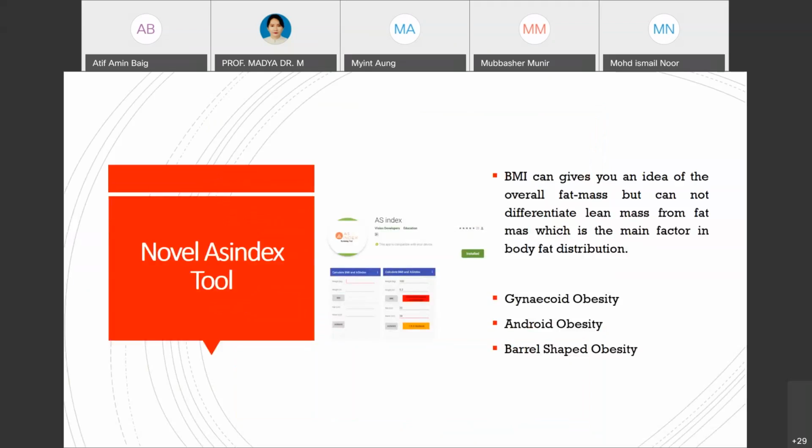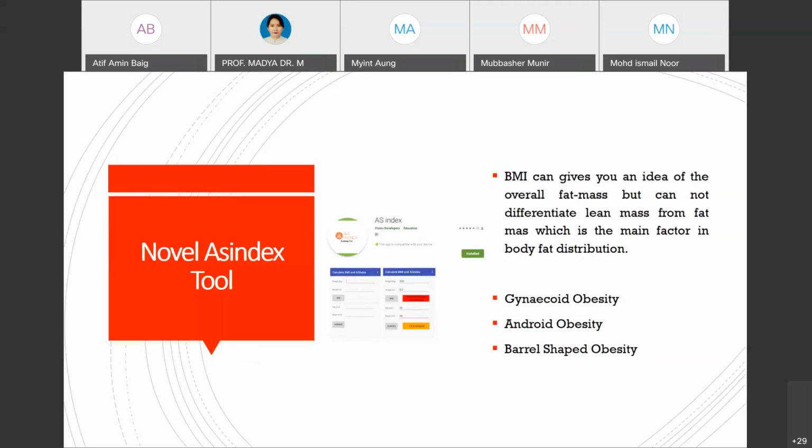Okay, now we move to our next thing. We came up with a very novel anthropometric index. It's called the AS index. What happened is, BMI can give you an idea of overall fat mass, but it can never differentiate what we call the lean mass from the fat mass, which is the main factor in body fat distribution.